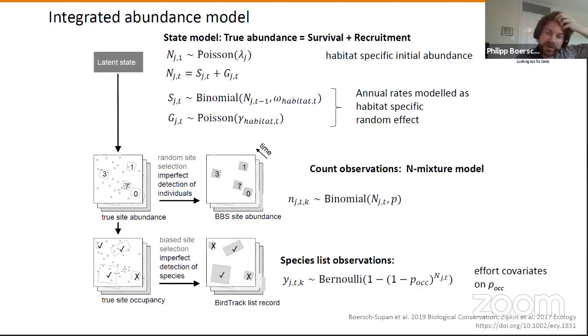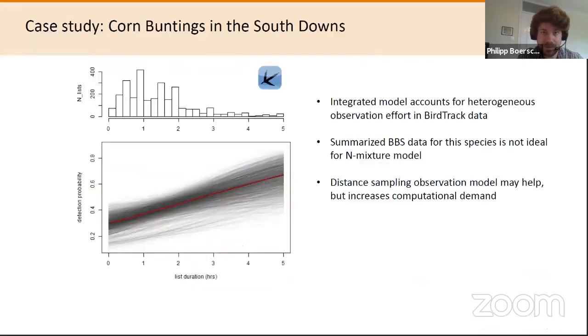And then we have two observation models, an N-mixture model for the count observations from the structured survey, and an occupancy likelihood on the detection, non-detection data from BirdTrack. And in this case study, because we stratify the state process by habitat, we hope that we soak up the bias in those strata, and then we fit this using MCMC. And it does a reasonably good job.